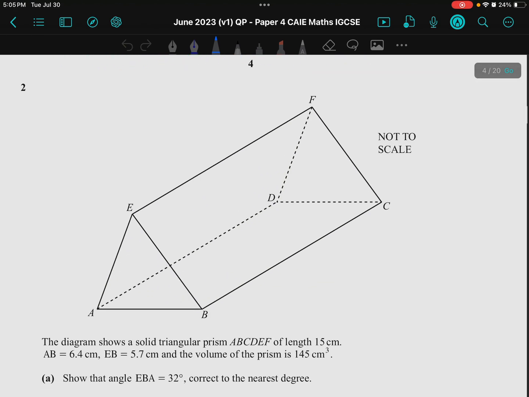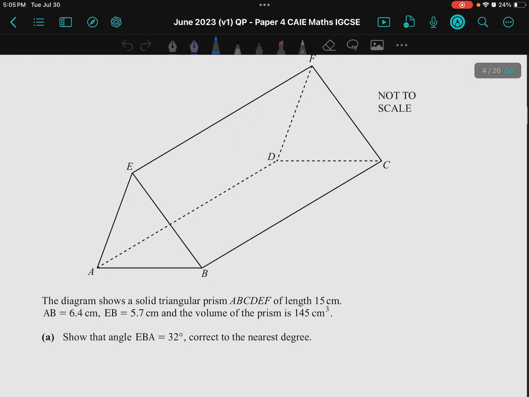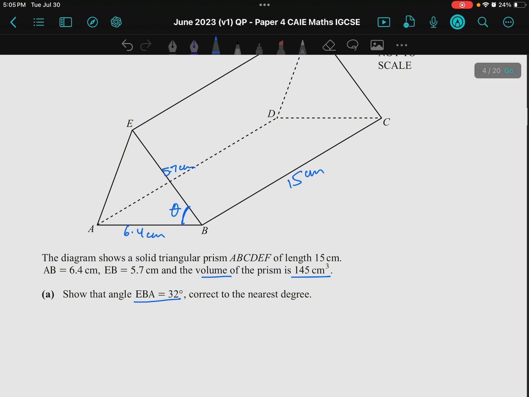Now coming to question number 2. The diagram shows a solid triangular prism ABCDEF of length 15 centimeter. This is 15 centimeter. AB is 6.4 centimeter. EB is equal to 5.7 centimeter. And the volume of the prism is given as 145 centimeter cube. Show that angle EBA is 32. This angle, let's say this is theta, correct to the nearest degree.